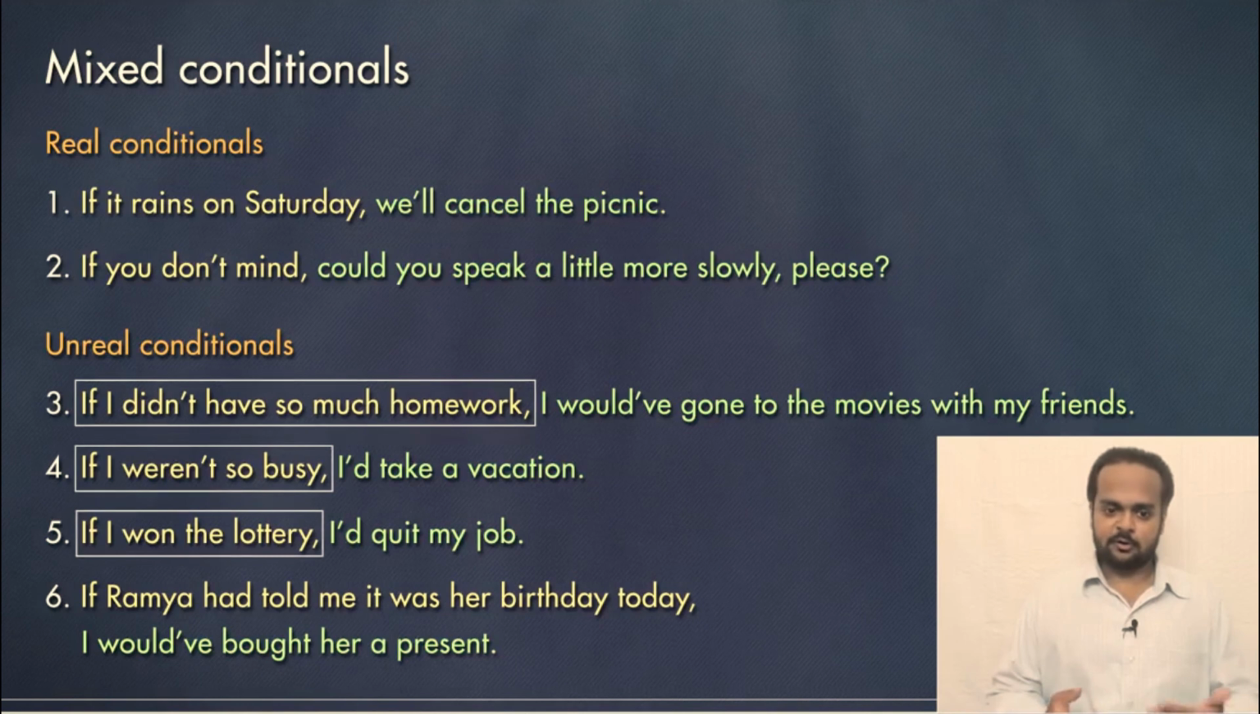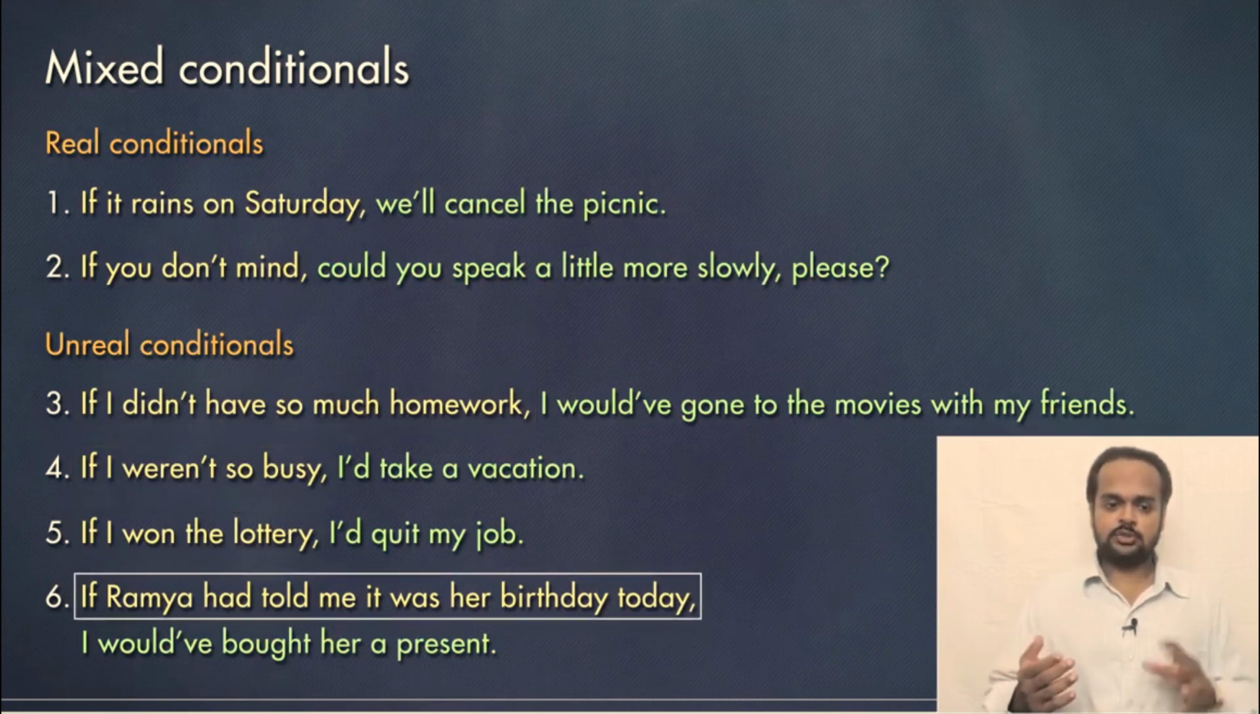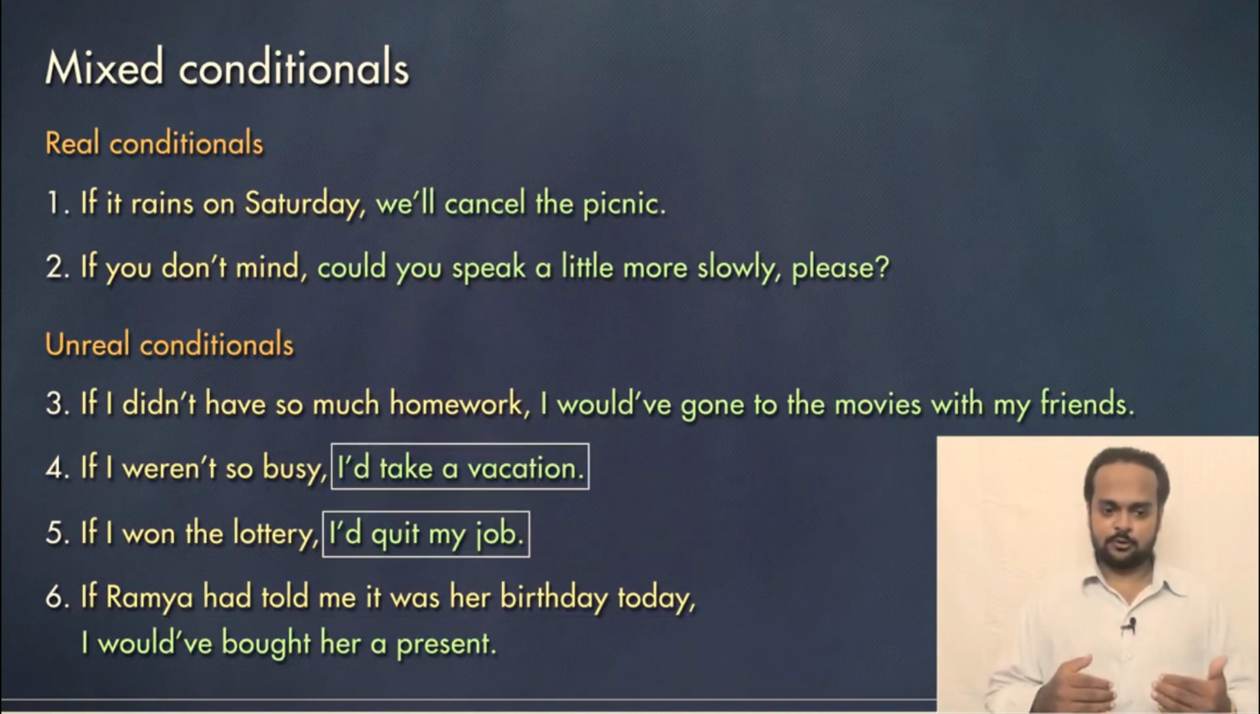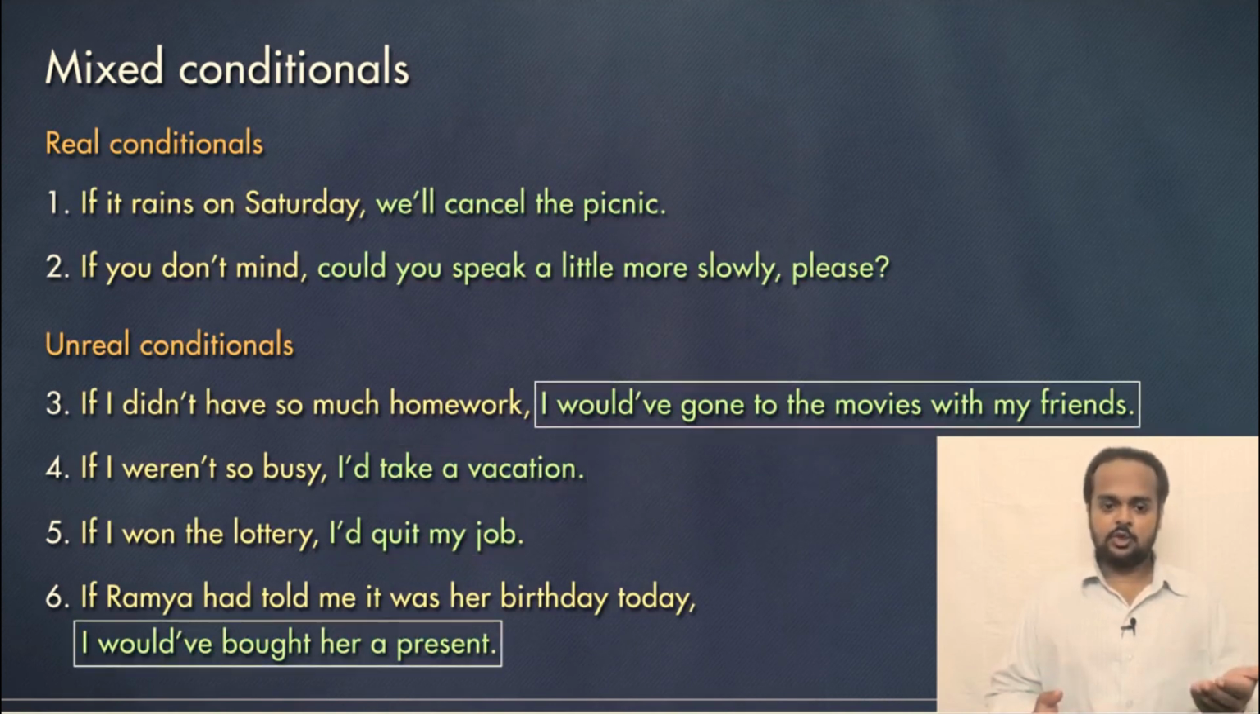If you're talking about an unreal or imaginary situation, think about the condition first. Is it present or future? Then use the past simple tense. If the condition talks about something in the past, use the past perfect tense. Then think about the result. If the result is in the present or future, use would. If the result is in the past, use would have.